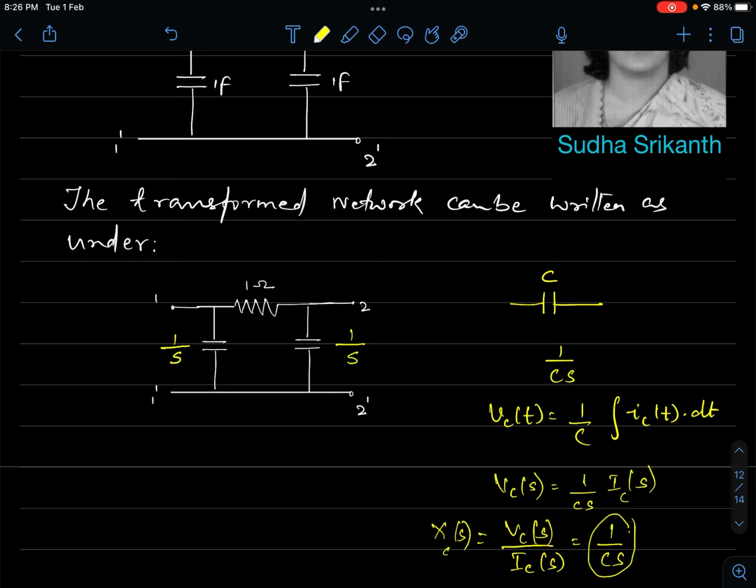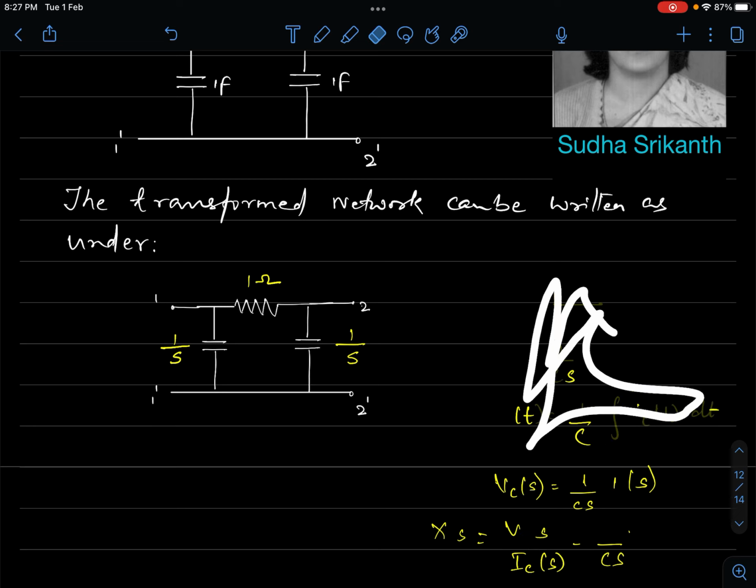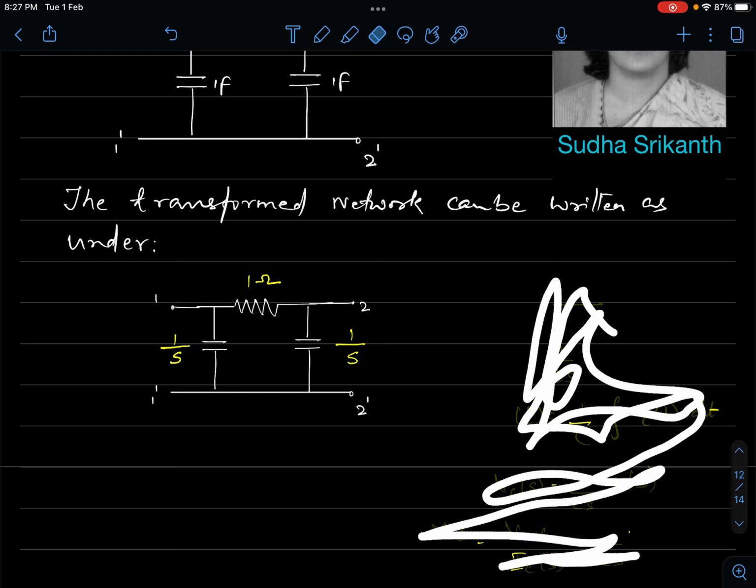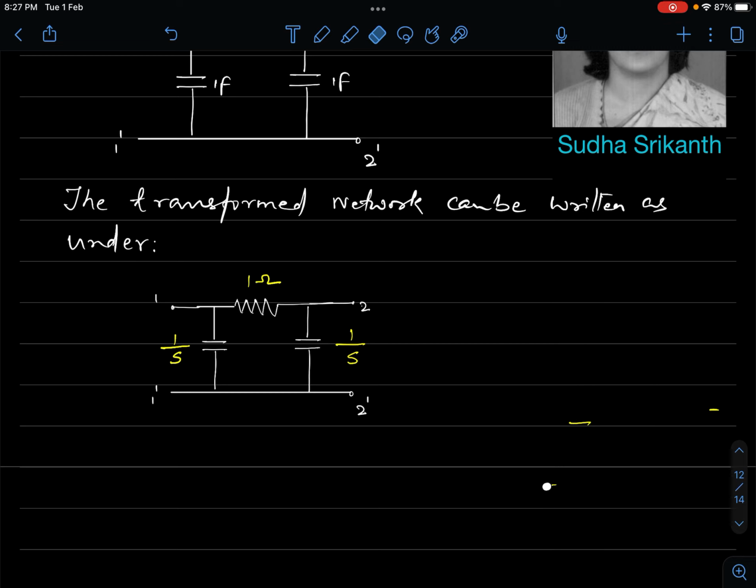Okay, so we're able to write the equivalent impedance, right? So this is 1 ohm. Now all these things are in ohms. This can be erased. Having written the transformed network, we will now try to proceed with ABCD parameters.